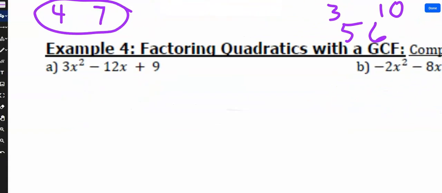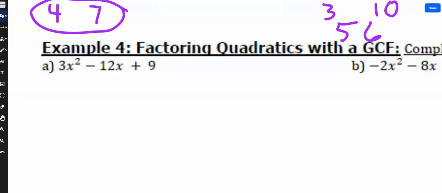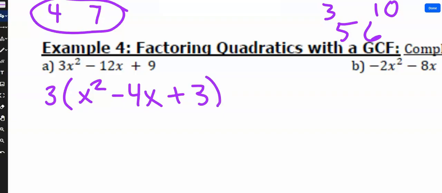Okay, so I noticed there's a greatest common factor here before we continue. So the first thing I want to do is pull out the greatest common factor. So I went through and I divided each one of these things by 3, just like we did at the very beginning.